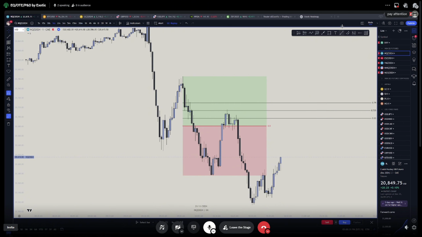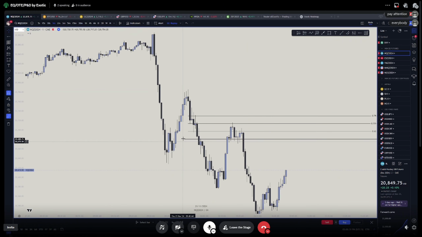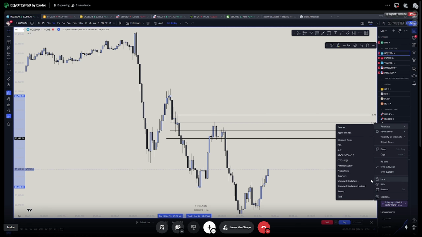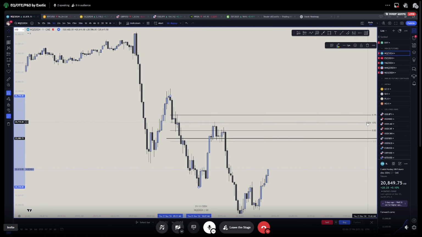So I'm just going to get rid of the box here, but I'm going to put this line just right here just to show you guys where the equilibrium point is here. And we can see that again, price came right back up into equilibrium here. This is your OTE level right here, your 0.65, I mean 0.705 right here. This is your OTE level right here.